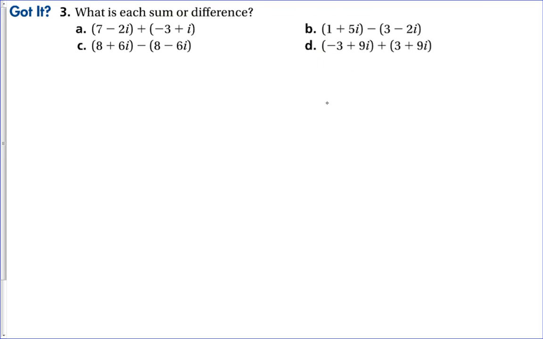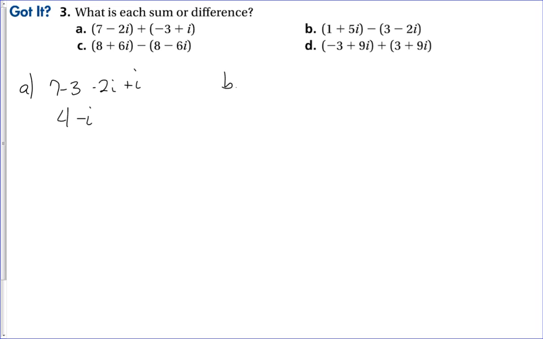So add or subtract these four real quick. A, we're going to have 7 minus 3, plus negative 2i minus 2i plus i. So we're going to have 4 minus i. All right, we're going to have 4 minus i.